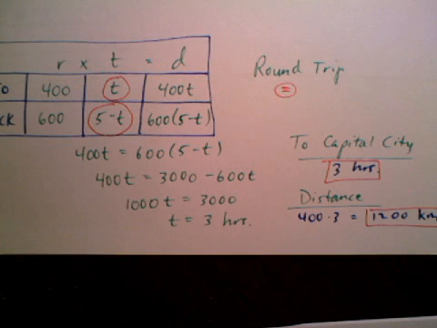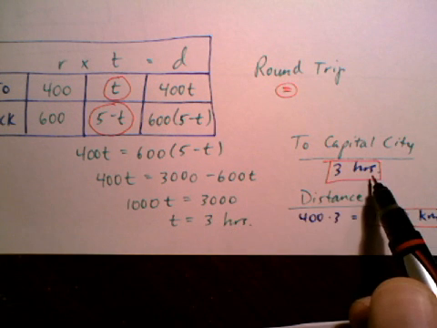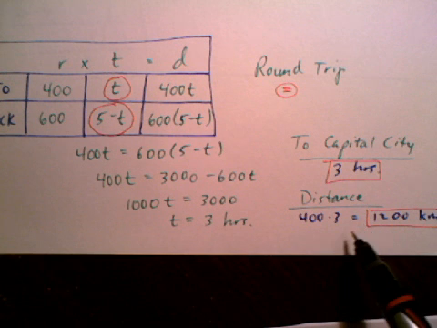So there's 2 questions here. Number 1 was, how long did the flight to Capital City take? So the flight t equals 3 hours, and so 3 hours it took. But then the other part was, how far are the 2 cities apart?